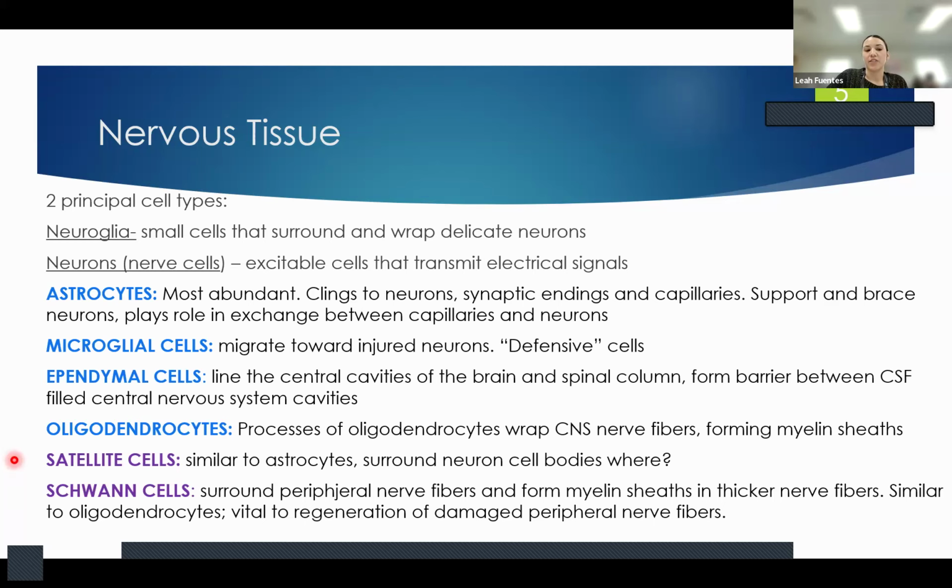So the way this could be asked on your exam is, which of the following neuroglia are the most abundant in the central nervous system? Astrocytes. We also have microglia or microglial cells. These are what we call defensive cells, and these migrate toward injured neurons.